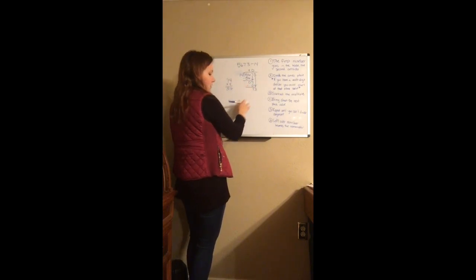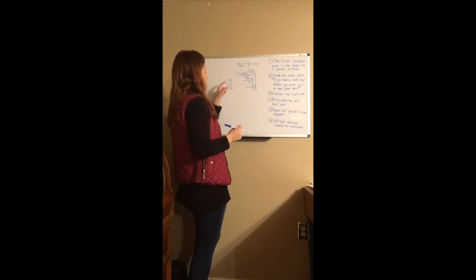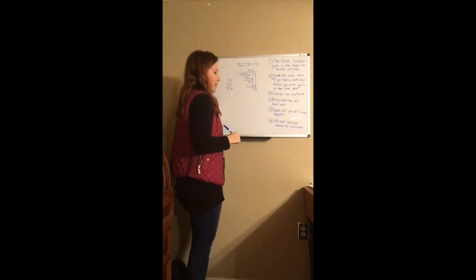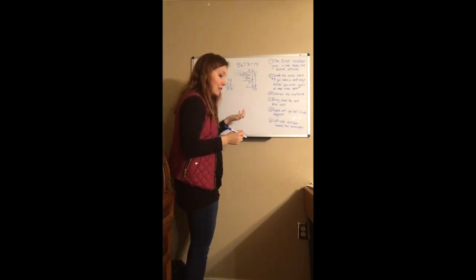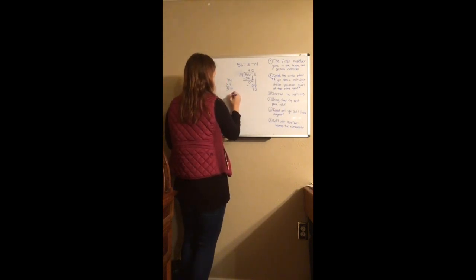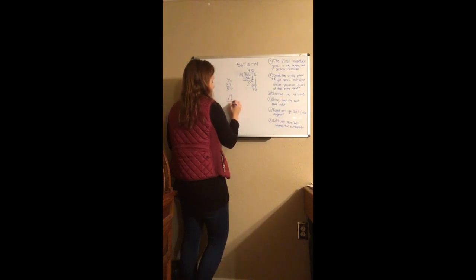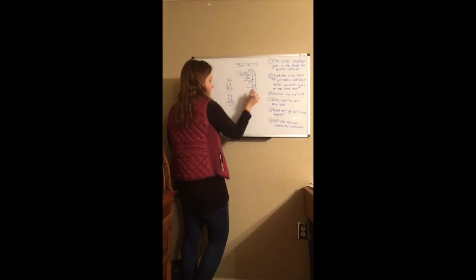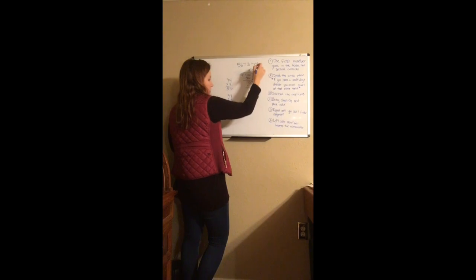So 14 goes into 73. Again, we know that 14 times 4 is 56. So I'm going to go, okay, 14 times 5 is... And again, I have to sometimes do this because I can't do it in my head, is 70. Make sure you put that 5 up there.